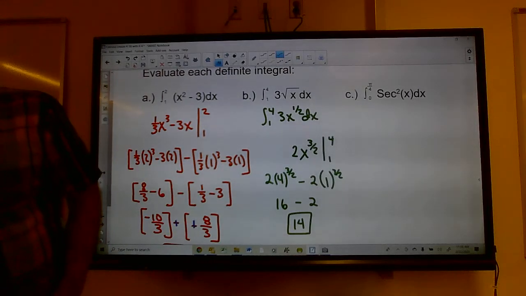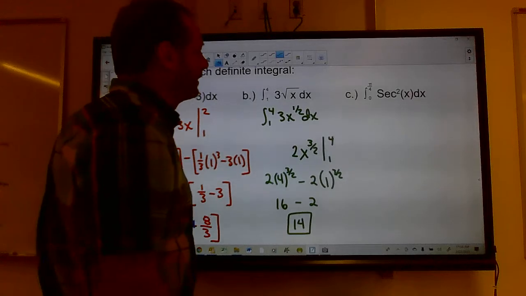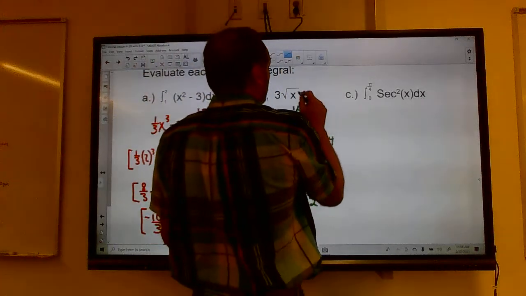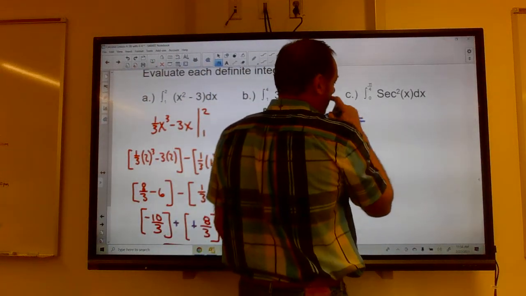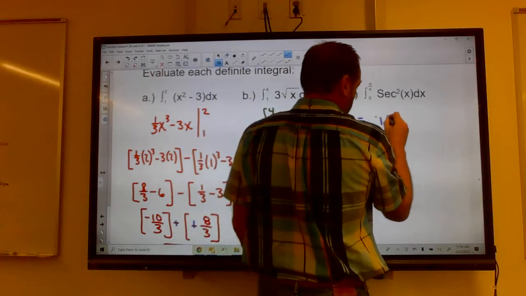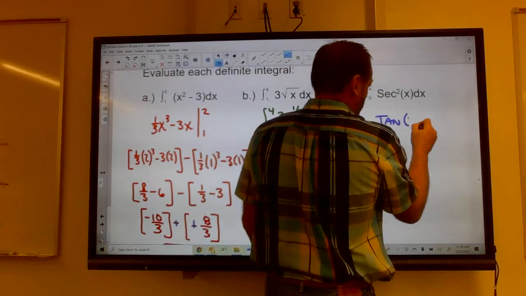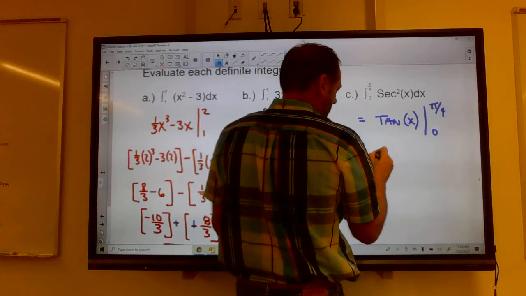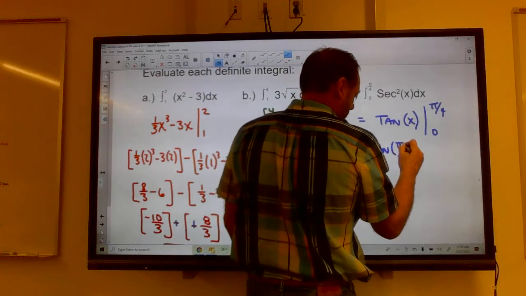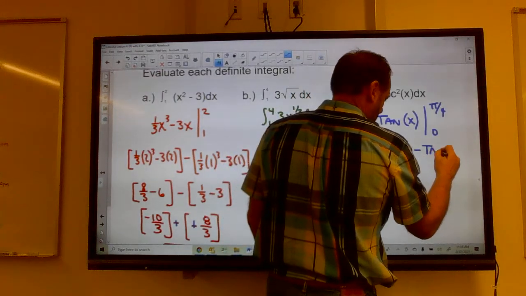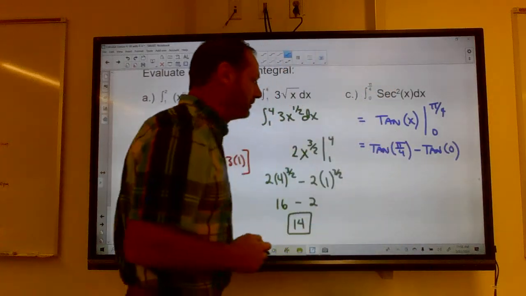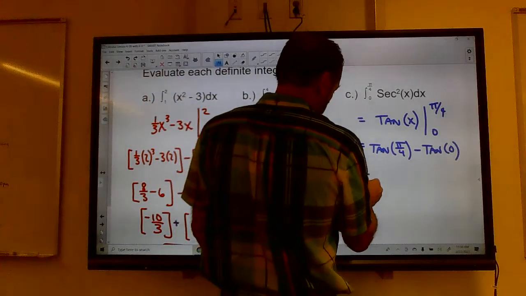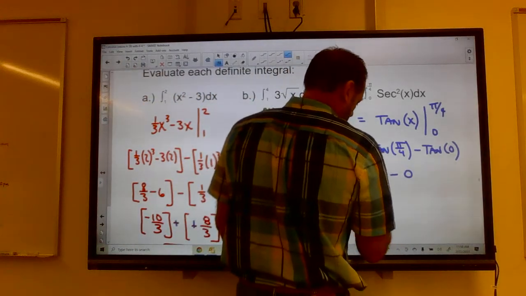Okay, last one. So the integral from 0 to pi over 4 of secant squared x dx. So we integrate this, and the integral of secant squared is tangent x evaluated from 0 to pi over 4. So this is going to be tangent of pi over 4 minus tangent of 0. Okay, tangent pi over 4 is just 1. So this is 1 minus tangent of 0, which is 0. This comes out to be 1.